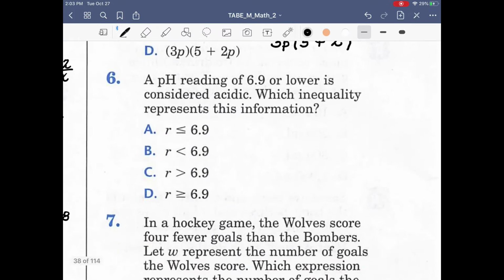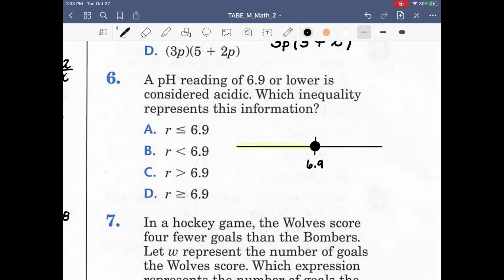Number 6. A pH reading of 6.9 or lower is considered acidic. Which inequality represents this information? I'm going to encourage you to graph. Put your circle on there at 6.9, and ask yourself, can I include the 6.9? 6.9 or lower? Yes, you include the 6.9 and you go this way.